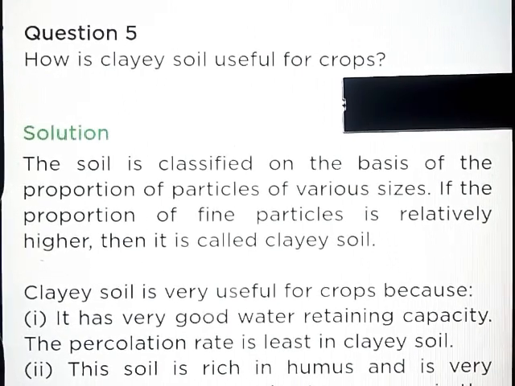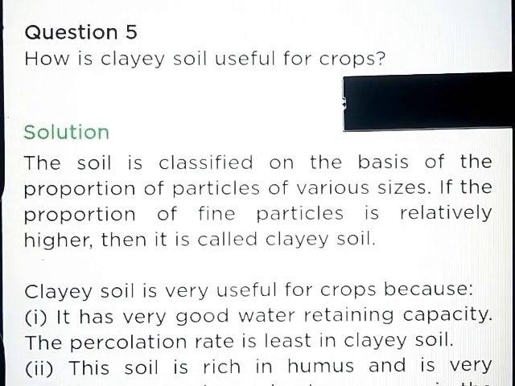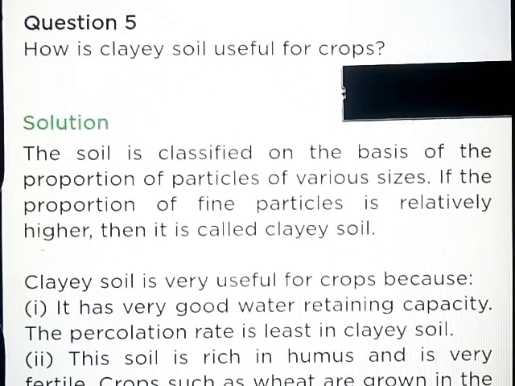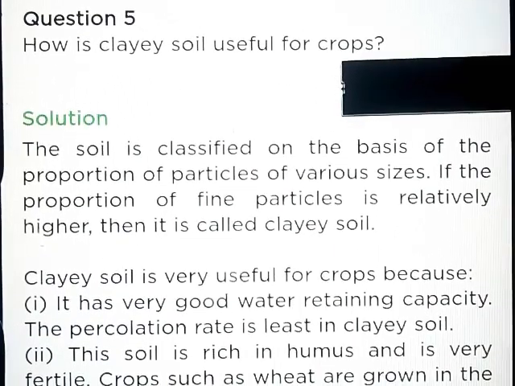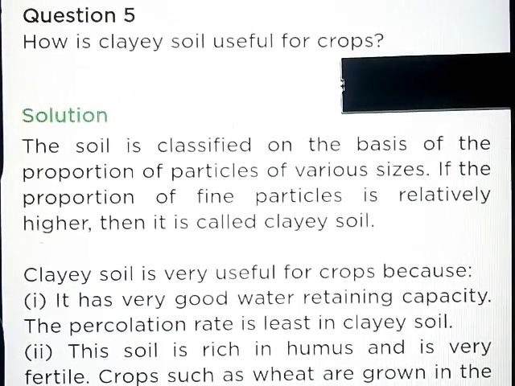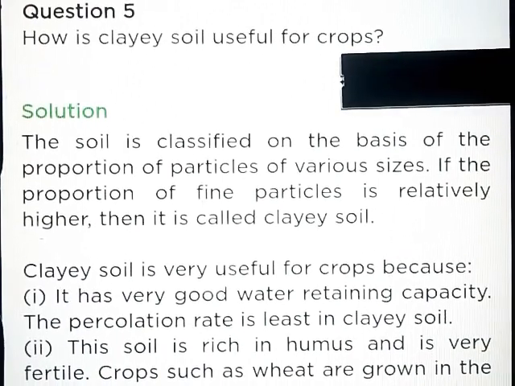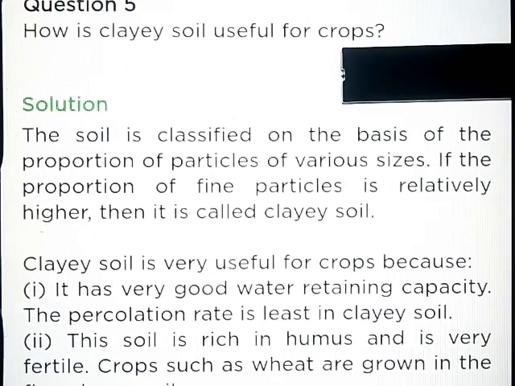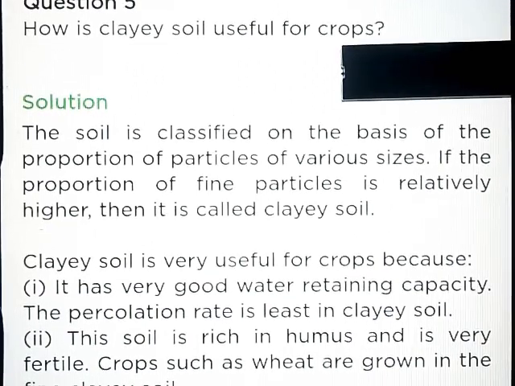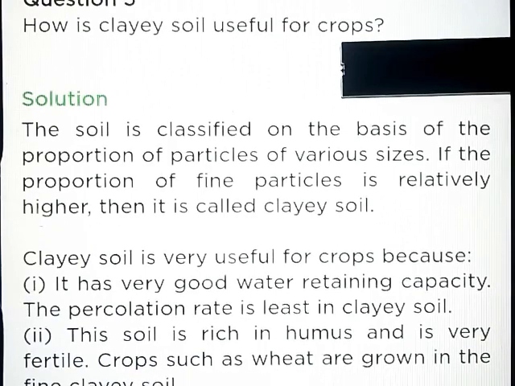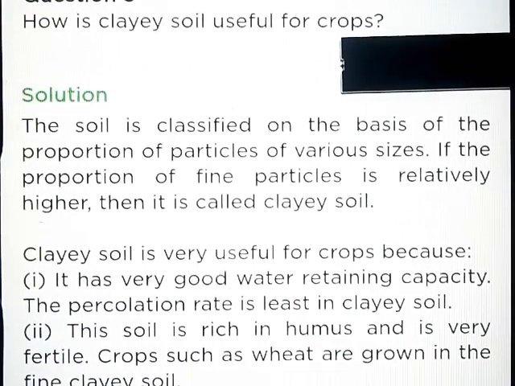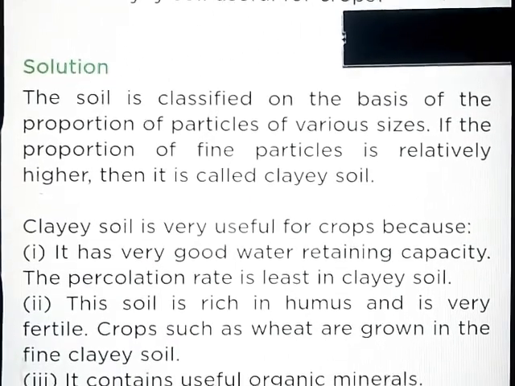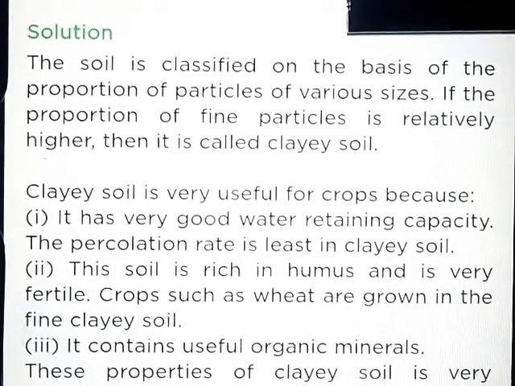Answer: the soil is classified on the basis of the proportion of particles of various sizes. If the proportion of fine particles is relatively higher, then it is called clay soil. Clay soil is very useful for crops because it has very good water retaining capacity. The percolation rate is least in clay soil. This soil is rich in humus and is very fertile.